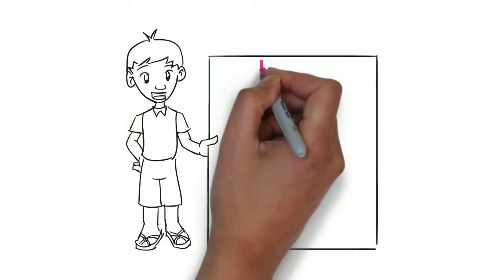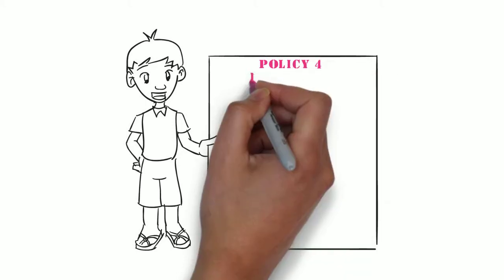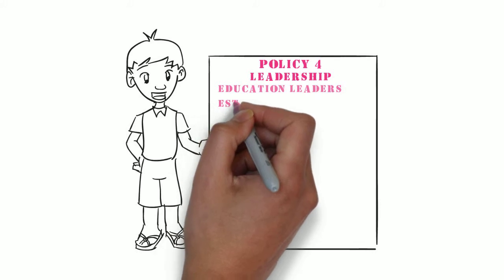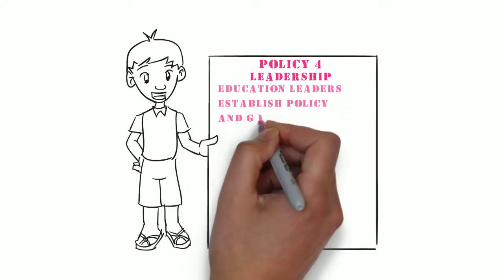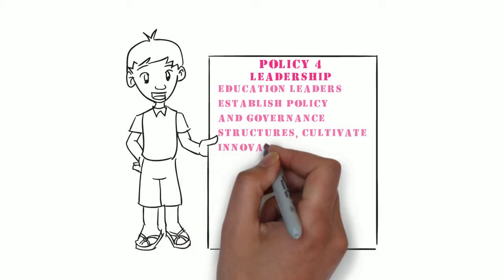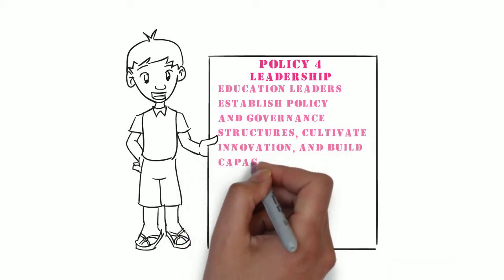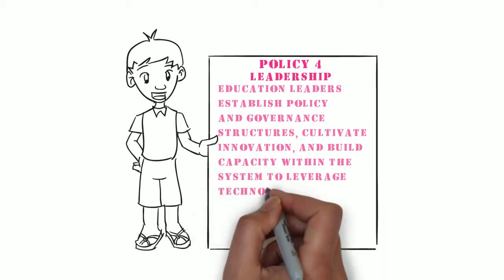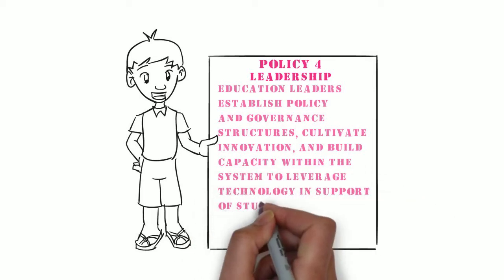Policy 4 is leadership. So in this, leaders establish policy and governance structures, cultivate innovation, and build capacity within the system to leverage technology in support of student-centered learning. So they're creating a governance structure that is pro-technology, pro-student-centered learning, and advocating for it.